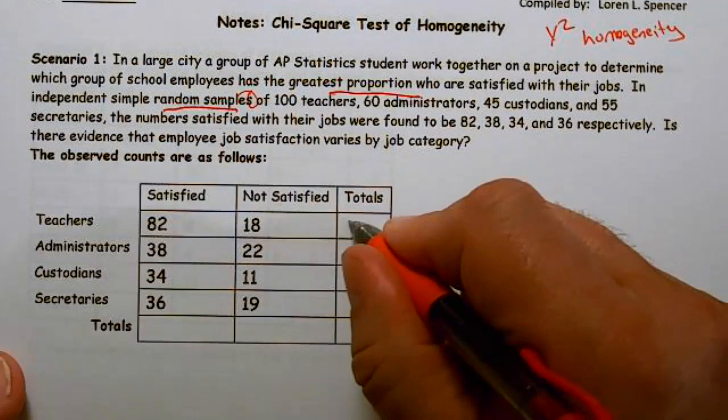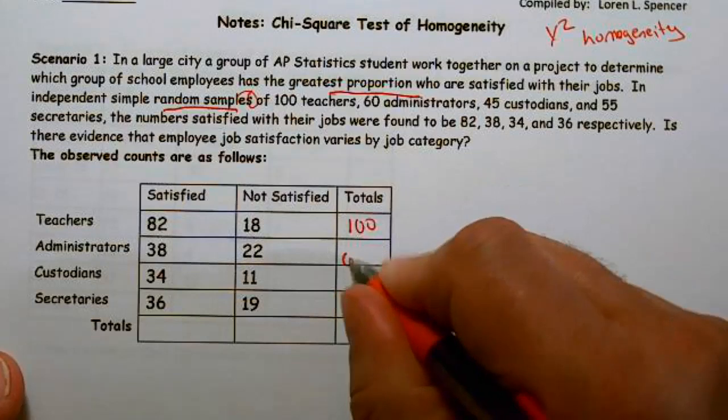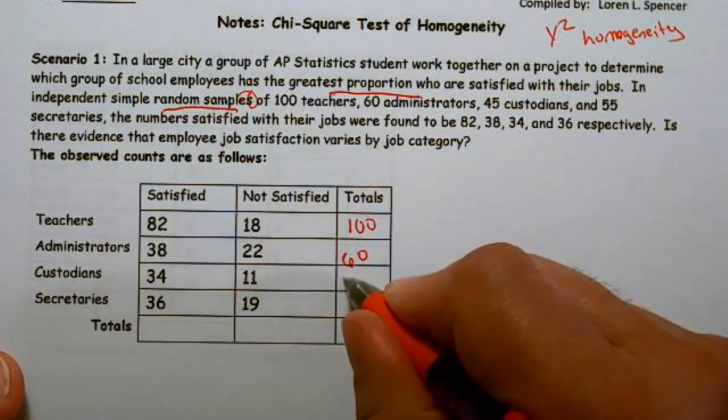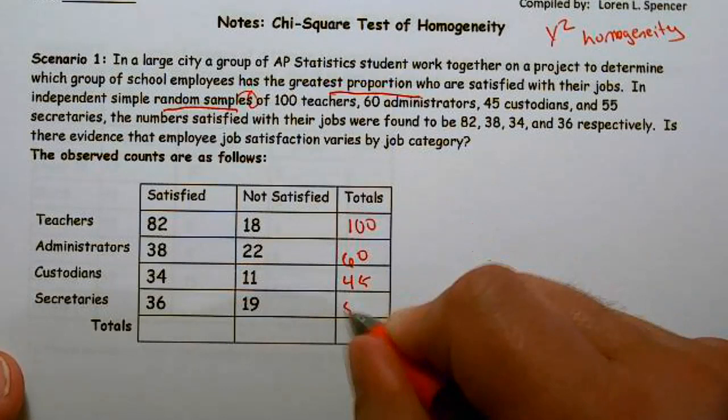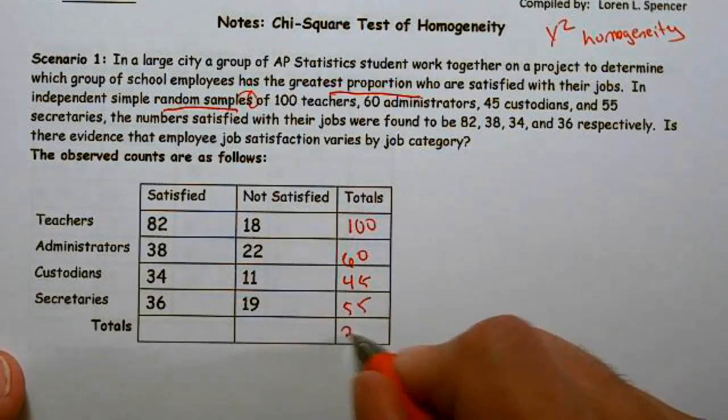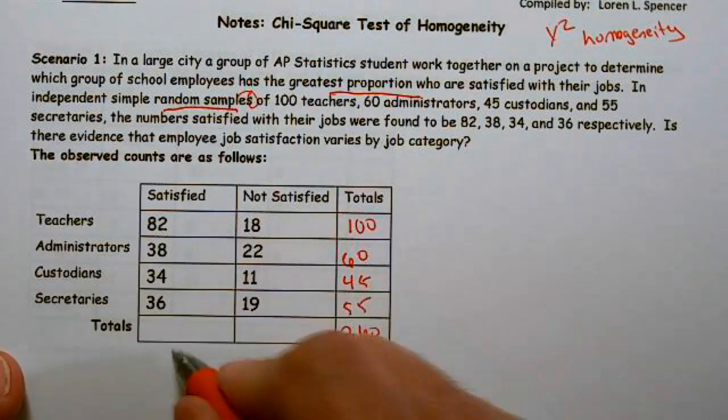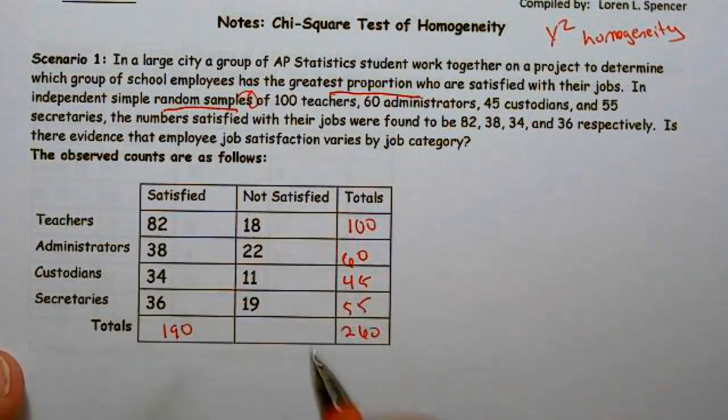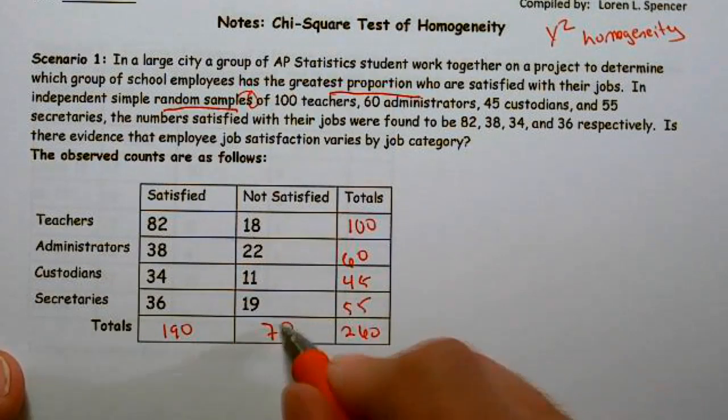And this is 100, 60, 45, 55. And I add all those up and I get 260. I add all these up and I get 190. And I add all these up and I get 70.